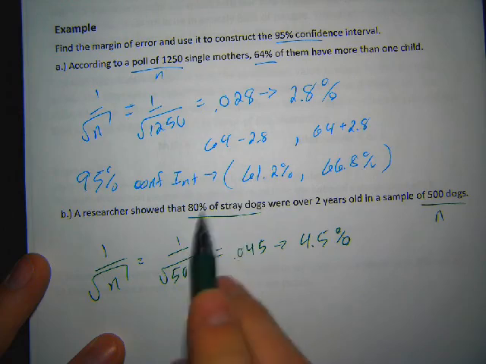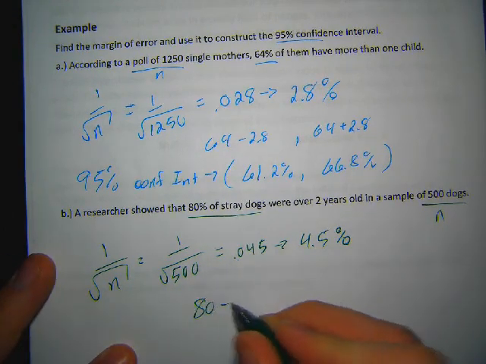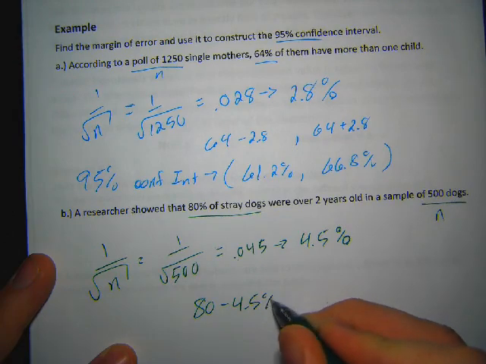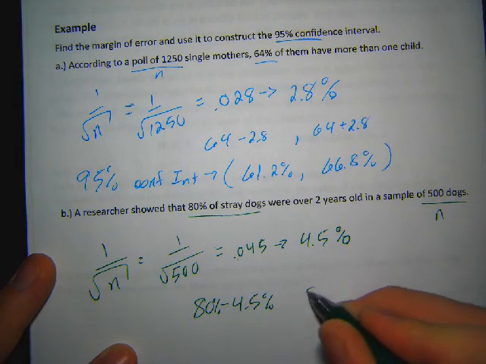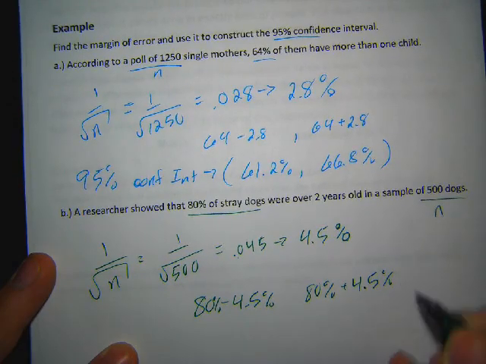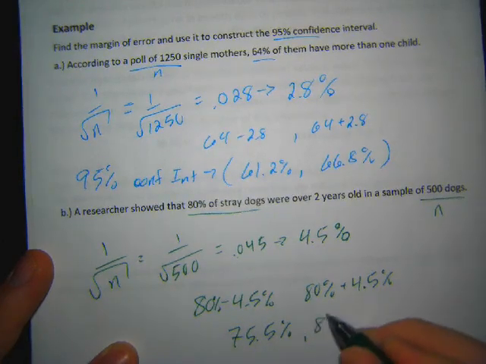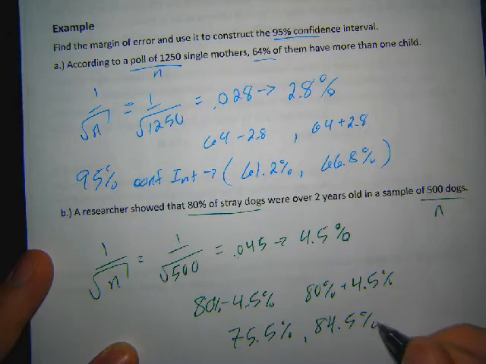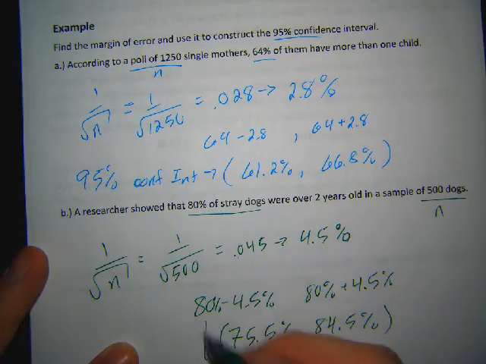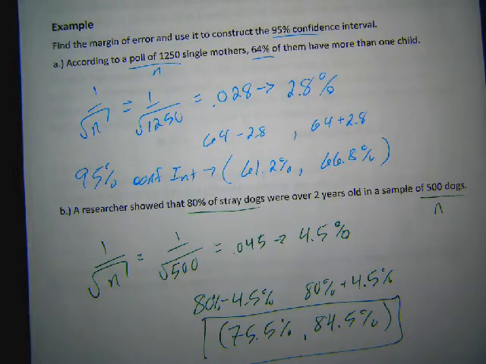The result they got from the study was 80% of stray dogs. So we're going to take 80% and subtract 4.5%. We're going to take 80% and add 4.5%. So I get here 75.5%, and here I get 84.5%. So we know the actual percentage of stray dogs that are more than 2 years old is going to be within this range. It's somewhere in there. That's what this is telling us.